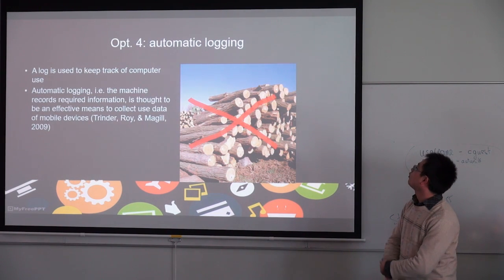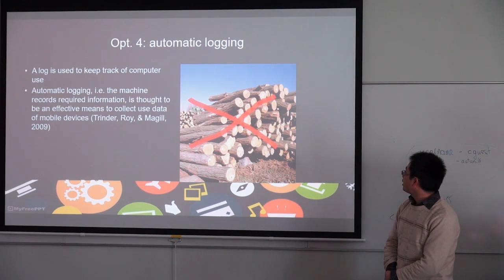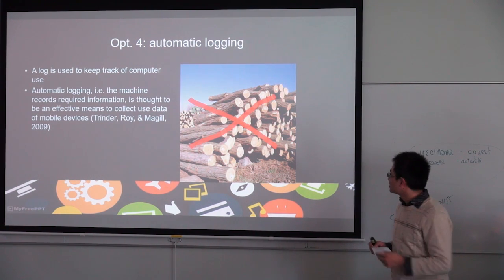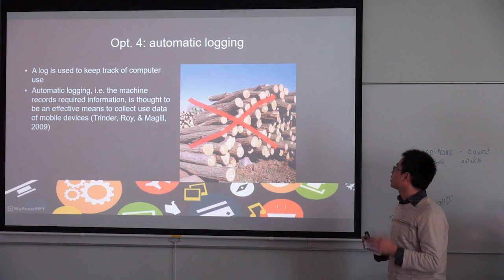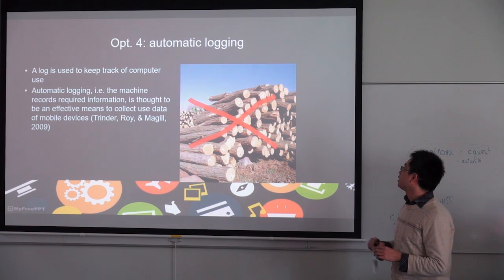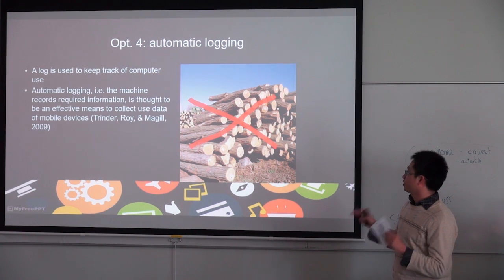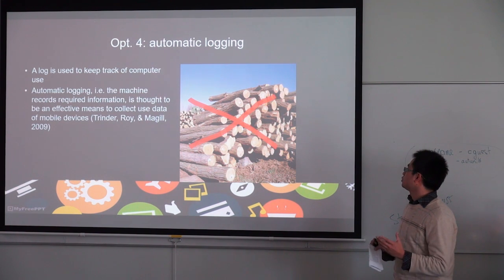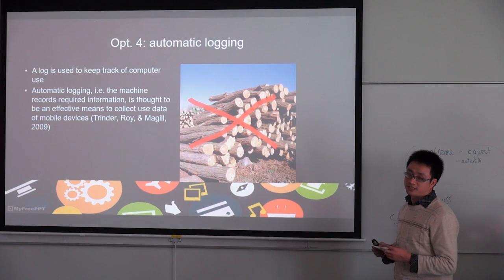And option 4, automatic logging. Here, I'm not talking about timber or wood. The term log, a log is used to keep track of computer use, and automatic logging means the machine records the required information of machine use. And this method is thought to be an effective way to collect use data of mobile devices.